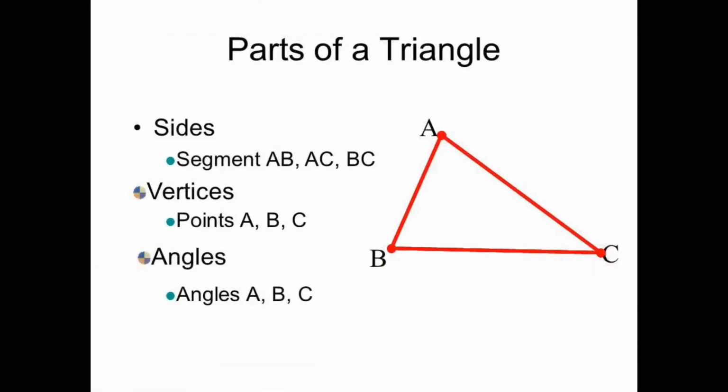Next is parts of a triangle. Now in this figure, the sides are the segments AB, AC and BC, and the vertices are the points A, B and C, and the angles are angles A, B and C. Hopefully it is also clear to you.